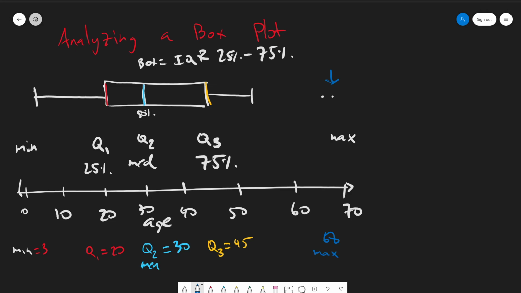Then we could find the IQR, of course, by subtracting Q3 minus Q1, 45 minus 20, and saying that our IQR is 25. So this is how we're going to be analyzing our graphs. We could also pinpoint our outliers, which are signified as dots. So our outliers look to be at like 66 and 68. An approximation is fine if the graph is approximate. So this is how you would analyze a box plot. Please let me know if you have more questions.